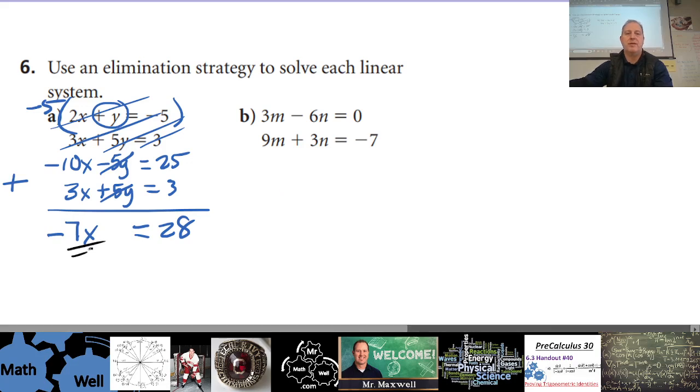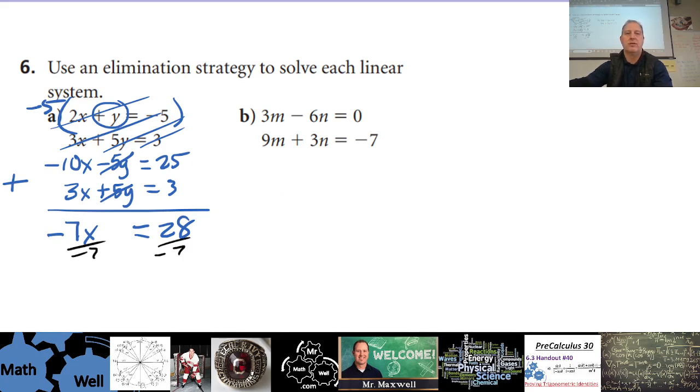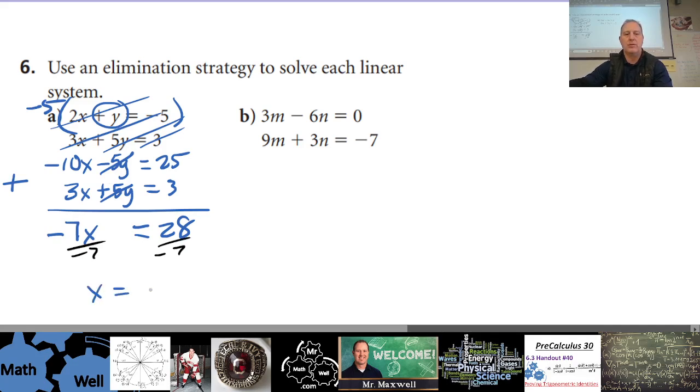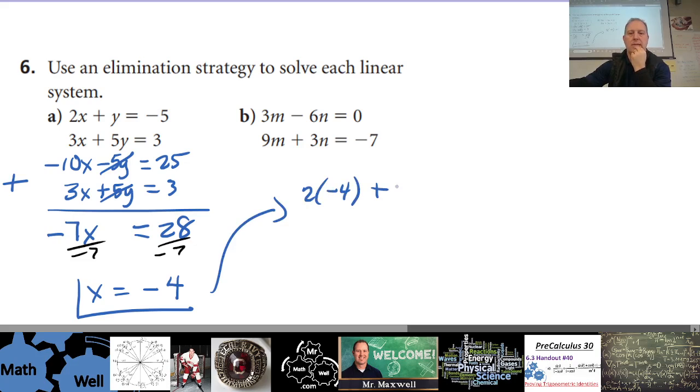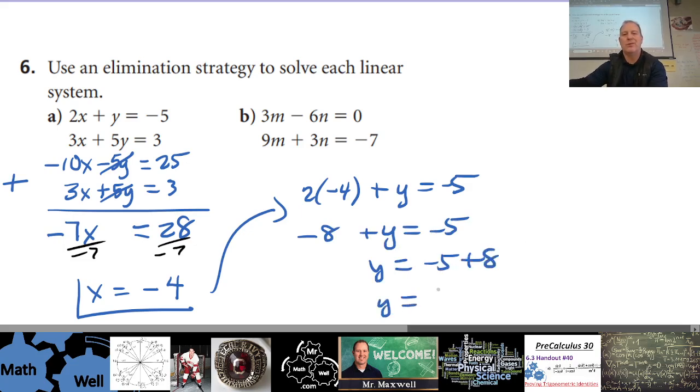So divide by negative 7, both sides. You should get x equals negative 4. Okay, x equals negative 4. All right. So I'm going to go back to one of my original equations now and plug that in. So 2 times negative 4 plus y equals negative 5. Negative 8 plus y equals negative 5. y equals negative 5 plus 8. y equals 3.